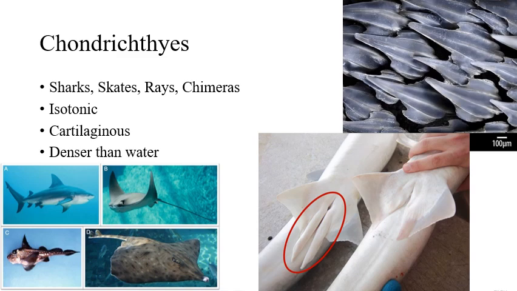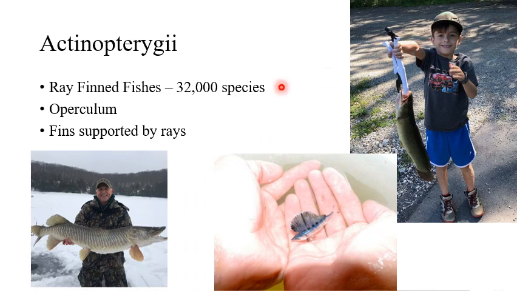That's it. All right, the next group is what's known as Actinopterygii. They are the ray fin fishes. There's about 32,000 species. This is one of the largest groups of vertebrates in the world. Like I said, they have the operculum that allows them to move water over their gills. The defining characteristic is that their fins are supported by rays. Here is a sailfish, and you can see all the rays.